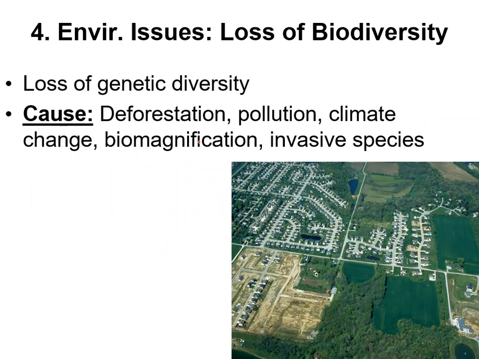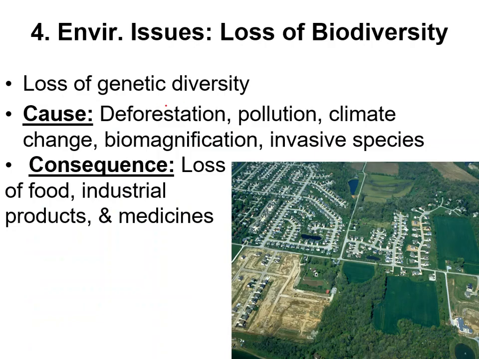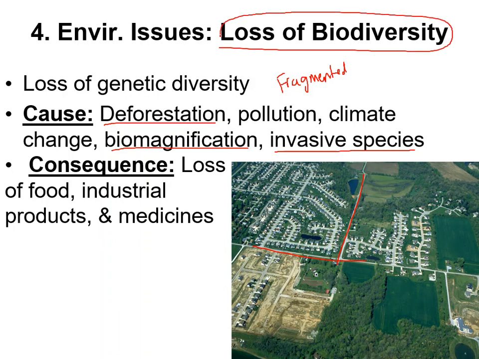All right, environmental issues, loss of biodiversity. So loss of biodiversity is typically due to things like deforestation, fragmentation, which I forgot to add on here. Fragmentation is when you take a forested environment or a contiguous land environment and you cut it up using roads and highways and developments, and you basically fragment the land into little pieces. Pollution, climate change, we'll talk about biomagnification later, invasive species, all of these contribute to an overall loss of biodiversity.